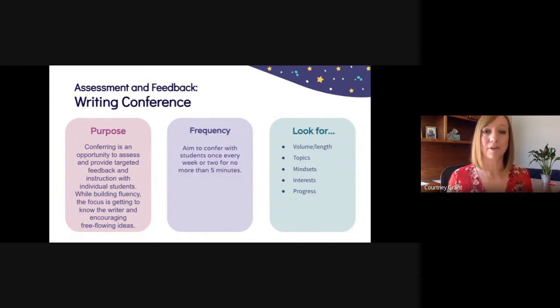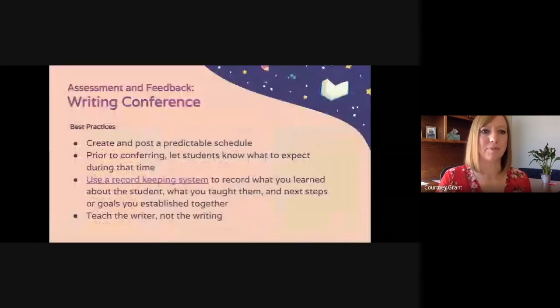And you're looking for volume and length. You're also looking for and listening for, through questioning, their mindset about writing, their interests, what topics they're pursuing in their writing, and you're noticing progress that might be made over the course of their writing. What was their word count like 2 weeks ago when you last met them? Those types of things, all those little pieces, that's what's important to note when you're doing a writing conference that's related to fluency. So let's take a look at some more best practices in writing conferences.